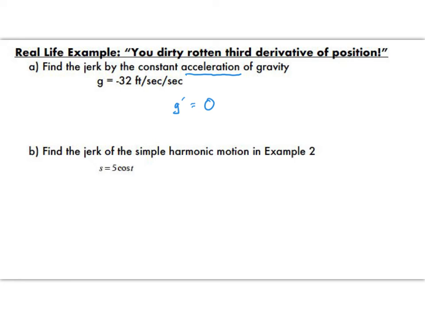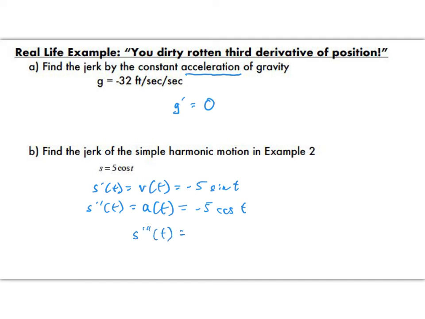Okay, so now let's find the function for jerk of this simple harmonic motion. And the first derivative, s prime of t, sometimes known as v of t, that's going to be, in this case, negative 5 sine t. Then the second derivative, sometimes known as a of t, is going to be negative 5 cosine of t. And then the third derivative, I don't really have anything clever for the notation there, is going to be 5 sine t. And I mentioned this on the other panel. You can see how the functions are going to bounce back and forth between sine and cosine as we go through this.